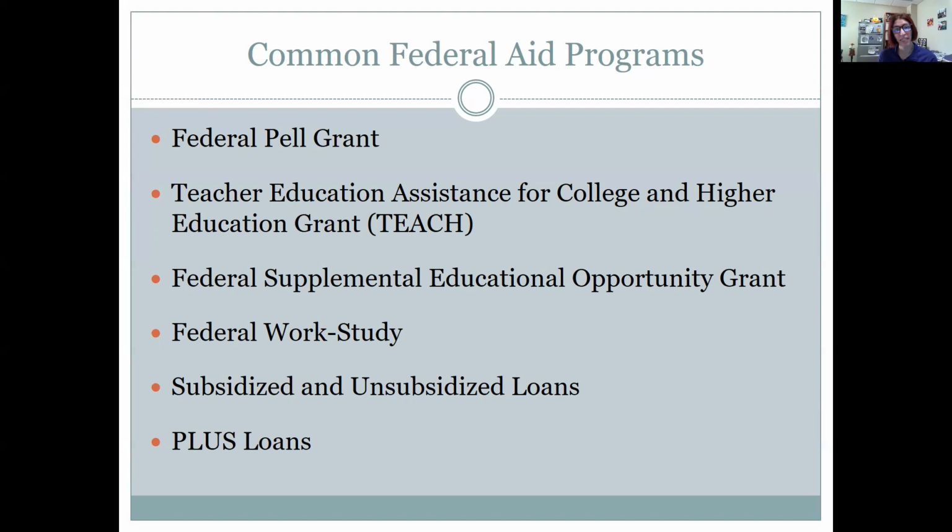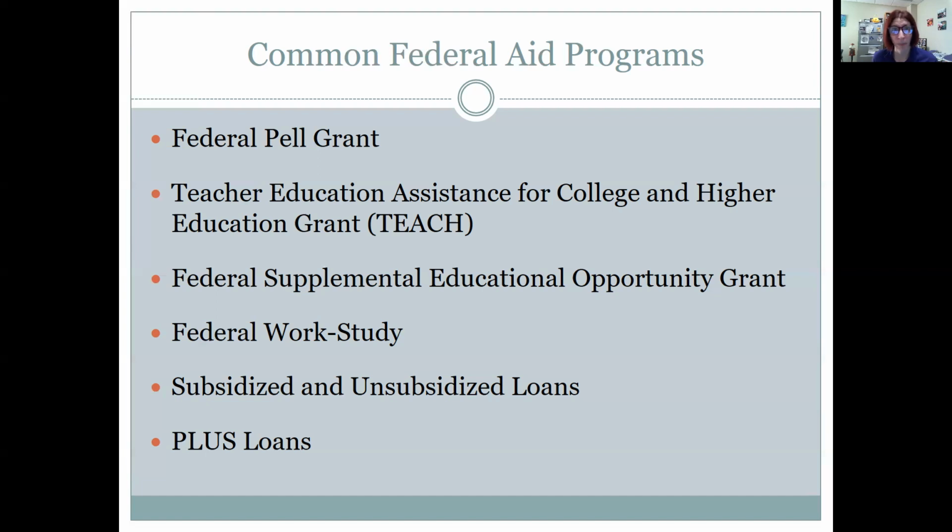Then you have your subsidized and unsubsidized loans. Your subsidized loan is a need-based loan, meaning that you have to have financial need in your package in order to have this. The government pays the interest on this loan while the student is in school. With the unsubsidized, the government does not pay the interest, so interest is accruing as the student is in school. Right now it's a very small percentage, around 2.5 to 3%, so it's not too horrible, but interest is accruing.